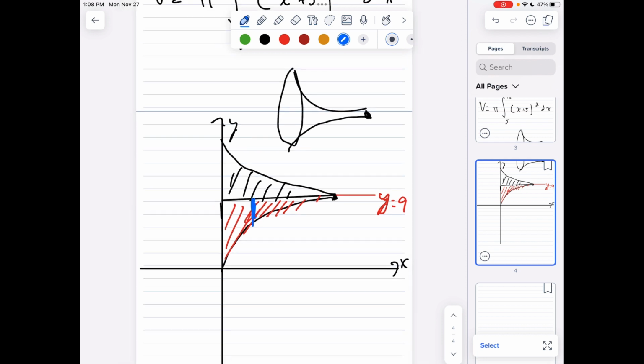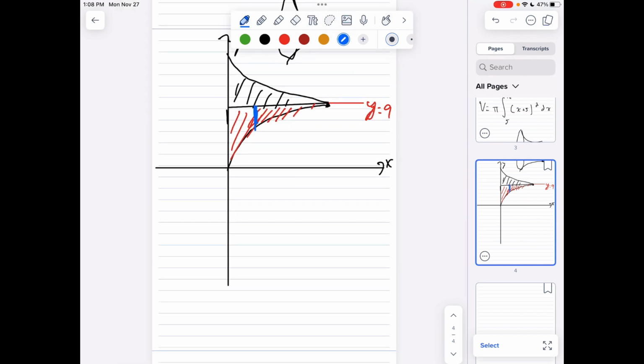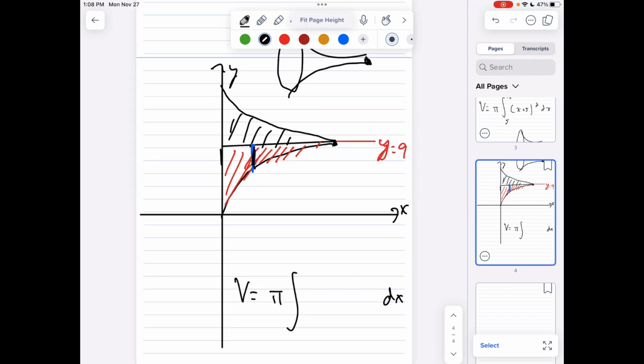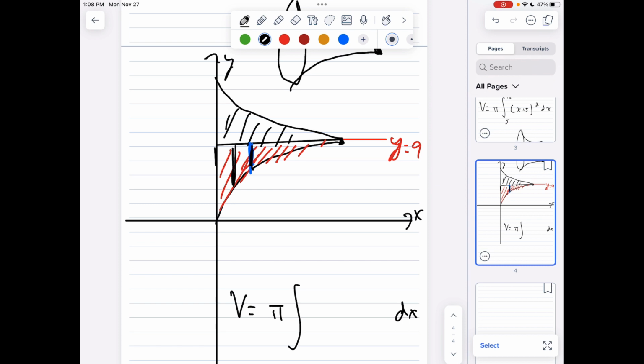And my volume here, accordingly, with that formula that I use, would be pi, the integral that goes from some place to some place, radius squared. Now, what's my radius, though? My radius is this distance that I drew in blue. That is the distance that I am rotating. That represents the radius of these discs that we're rotating.